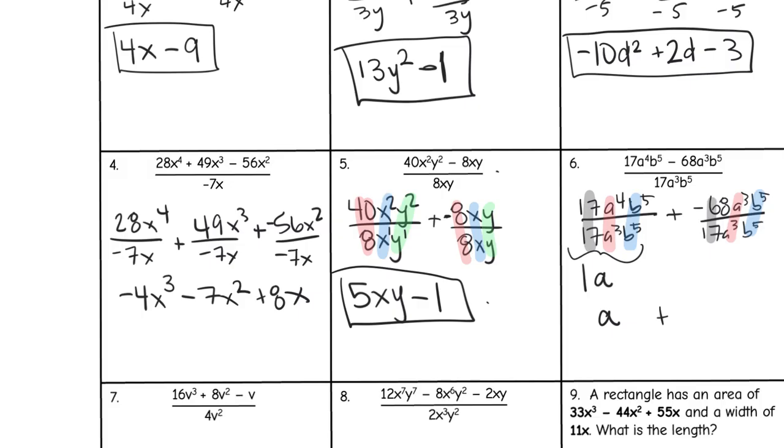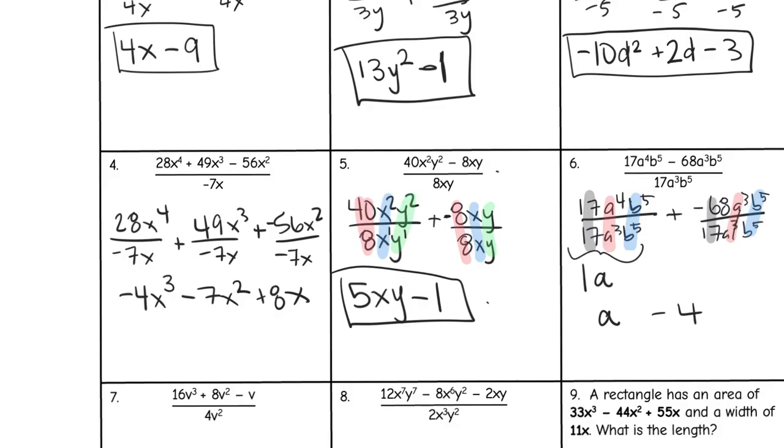Okay, and then when I do 68 divided by 17, I'm going to use my calculator here. I don't think that simplifies very nicely. 68 divided by 17 is 4. And it was negative 68 divided by 17, so that's going to be actually a negative 4.